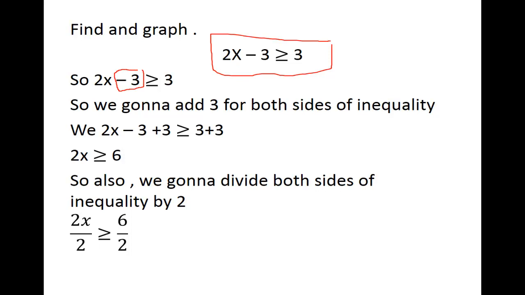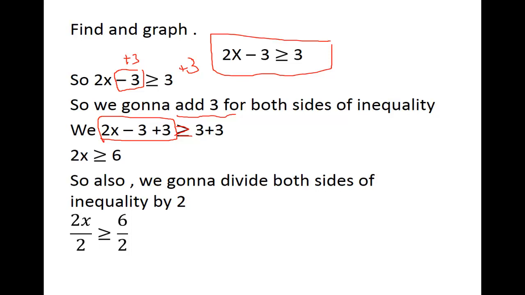The opposite of minus 3 is plus 3, so we're going to add 3 to both sides of the inequality. So 2x minus 3 plus 3 is more than or equal to 3 plus 3. So 2x is more than or equal to 3 plus 3, which is 6.